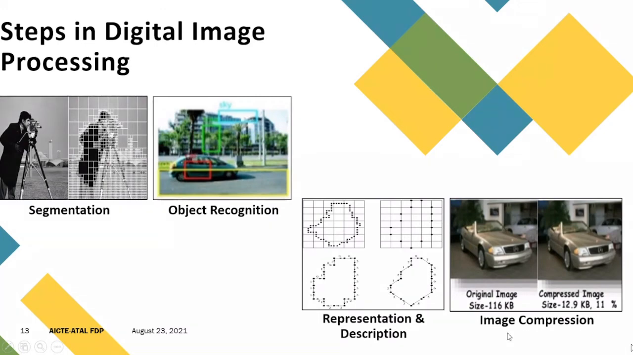Next is image compression. Image compression means you can compress the image. Original size you can see is 116 KB and the compressed size you can see is 12.9 KB. You can see the compression is being done up to 11%. So there are criteria for compression also.